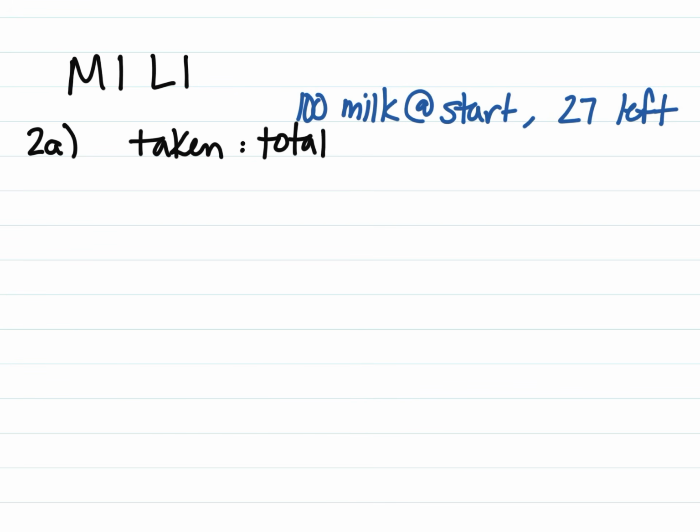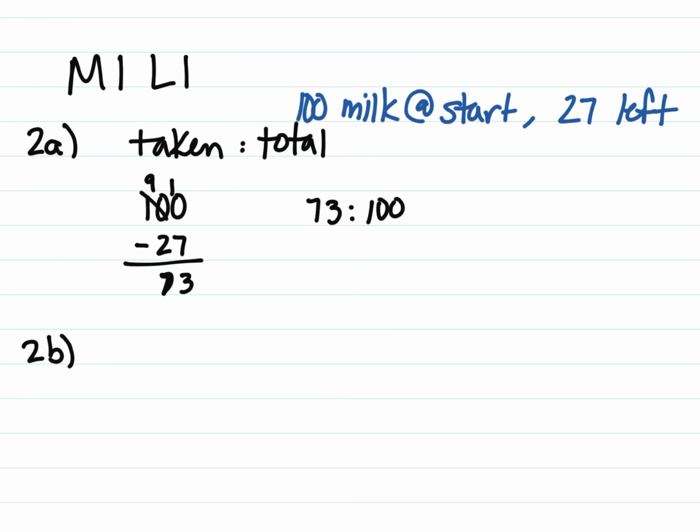To determine how many were taken, we need to start with what we started with and figure out how many were taken to end up at 27, so we can subtract and work backwards. So 73 were taken, and we started with 100 total.